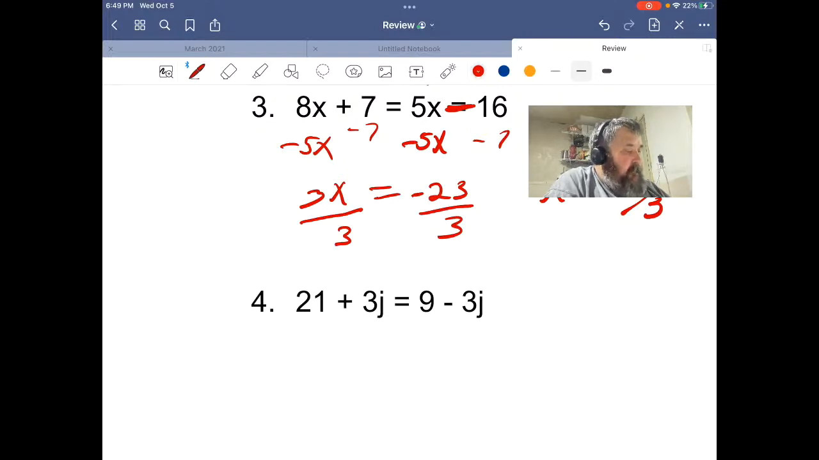Anyway, you put it in lowest terms. So 3 goes into 23 seven times with 2 over 3 left. x equals negative 7, 2 over 3.